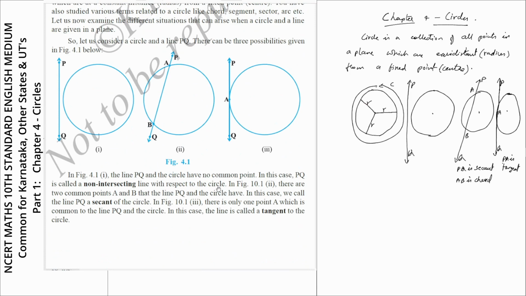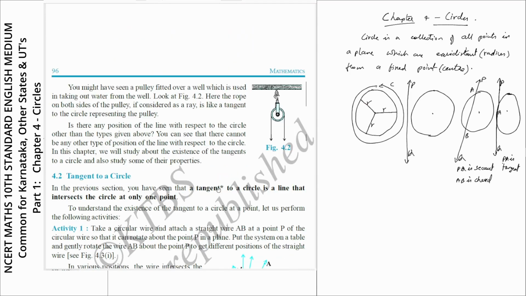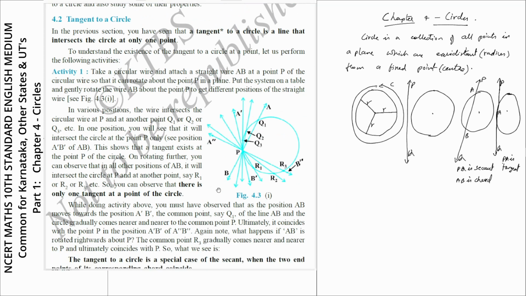Let's see what is there in the next topic. So the definition of tangent is given here. A tangent to a circle is a line that intersects the circle at only one point, as in the last example I told you, where line PQ is called the tangent. I'll mark this as the first case, this is the second case, and this is the third case. In case 1, PQ is just a line. In the second case, PQ is called a secant, and in the third case, PQ is called a tangent.